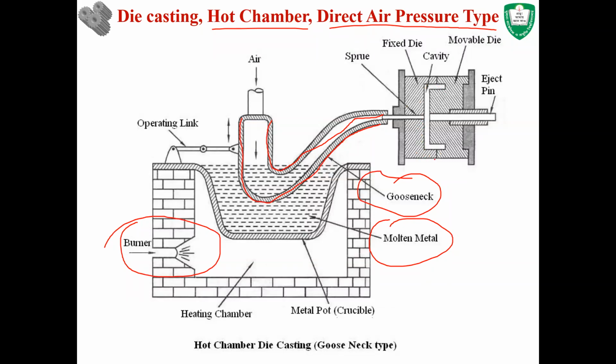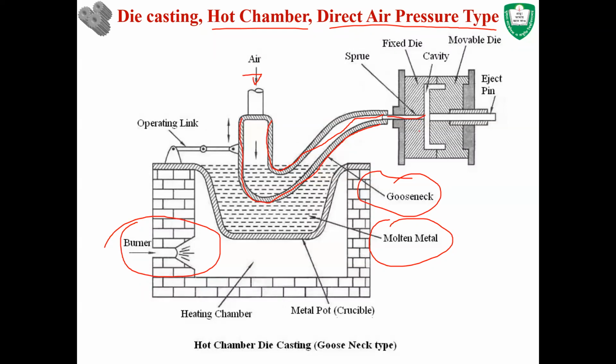Depending on the volume of the cavity, you will determine how much material is required, and that same amount of molten material you put into the gooseneck by dipping the gooseneck into the molten material. After the material is placed in this region in the gooseneck, then you apply air pressure to transfer the molten material from here to the cavity.